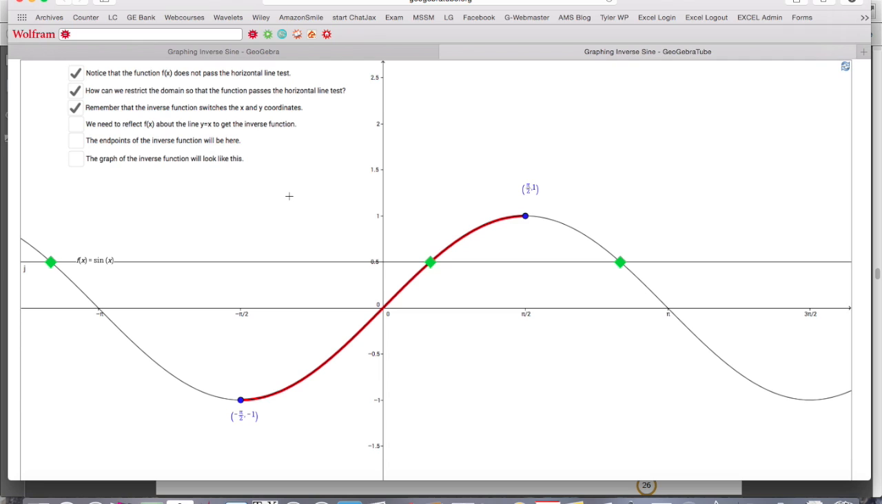Now, our inverse function will switch the x and y coordinates of our function. So when we reflected about the line y equals x, we get that those new endpoints are going to be 1, pi/2 for this one, and -1, -pi/2 for this one. And we also have that the inverse function is a reflection about that line y equals x of our original function. So we get that the inverse function is this purple line right here.